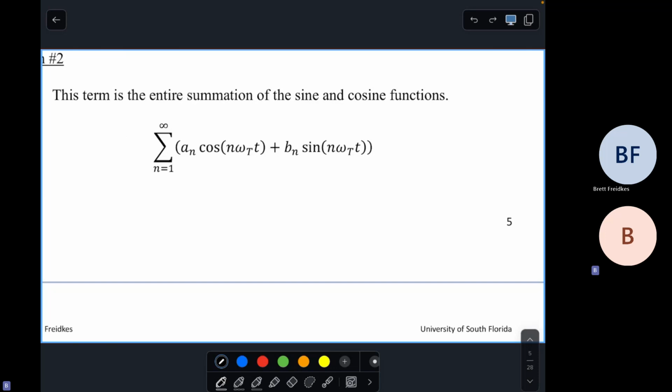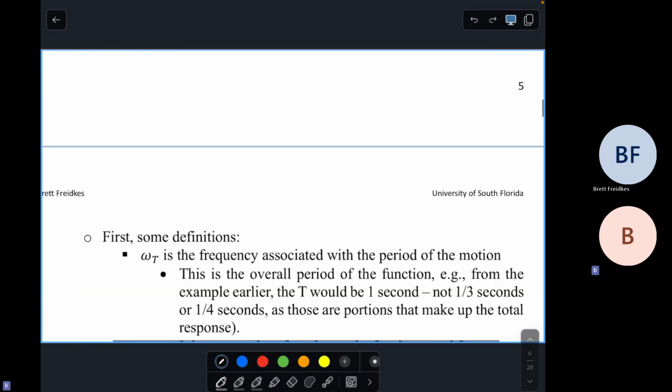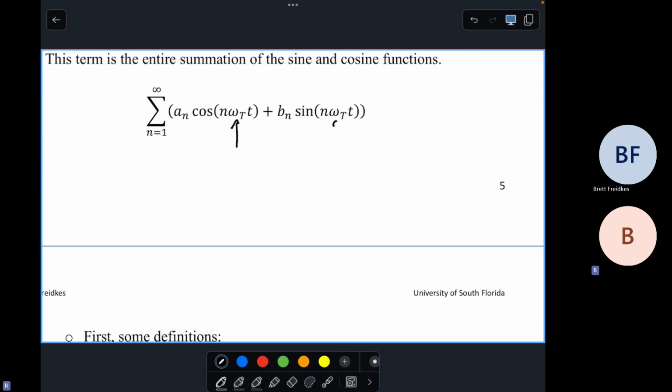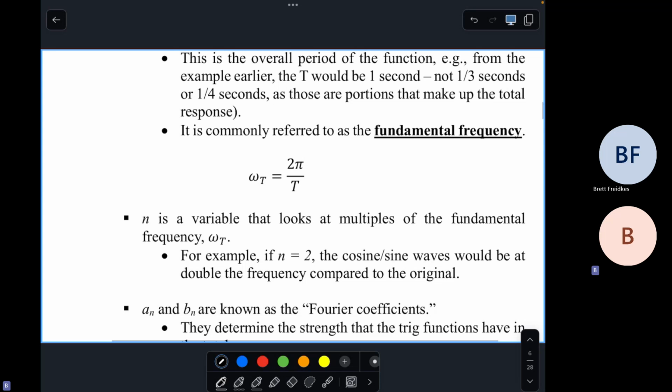So this next term is the one that gives people more difficulty. The difficulty is determining what A sub n and B sub n are. First off, you need to know what omega t is for all of these things. You can do that based on what we just talked about. That's 2 pi over the period of the motion. Again, this is 2 pi times f t, and then reciprocals. So 2 pi over the period will be the fundamental frequency.